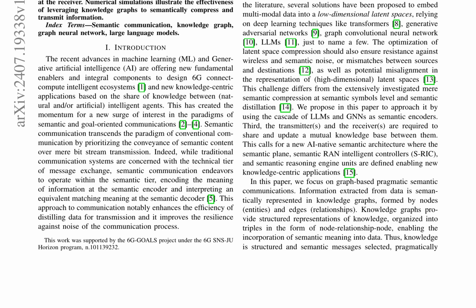The knowledge graphs provide structured representations of knowledge, organized into triples in the form of node, relationship, node, enabling the incorporation of semantic meaning into data. The authors aim to develop a new AI-native semantic architecture where the semantic plane, semantic RAN intelligent controllers, SRIC, and semantic reasoning engine units are defined, enabling new knowledge-centric applications.